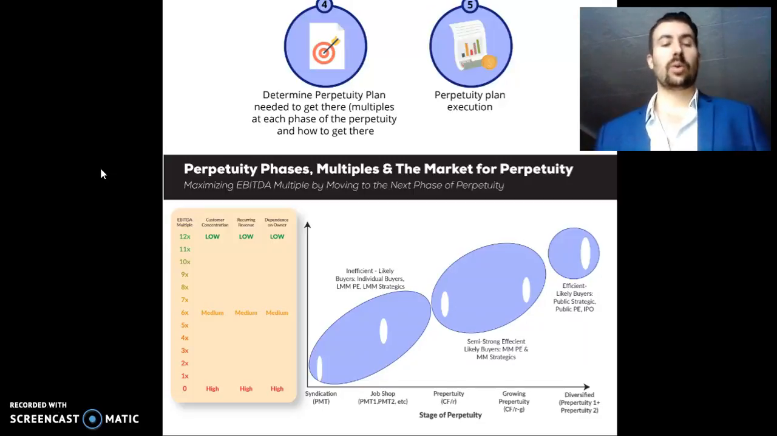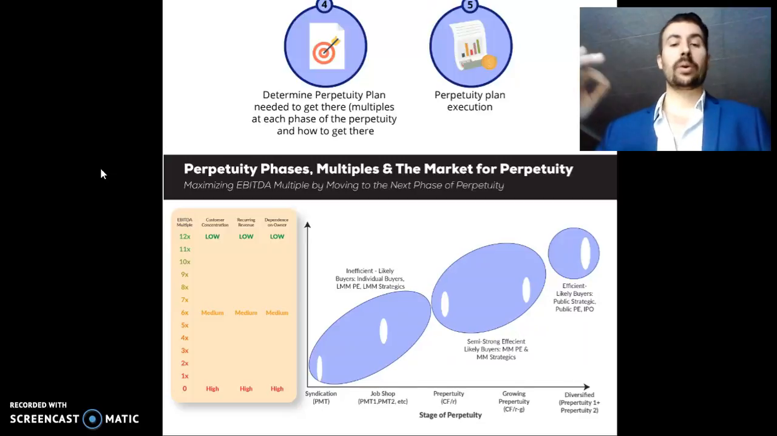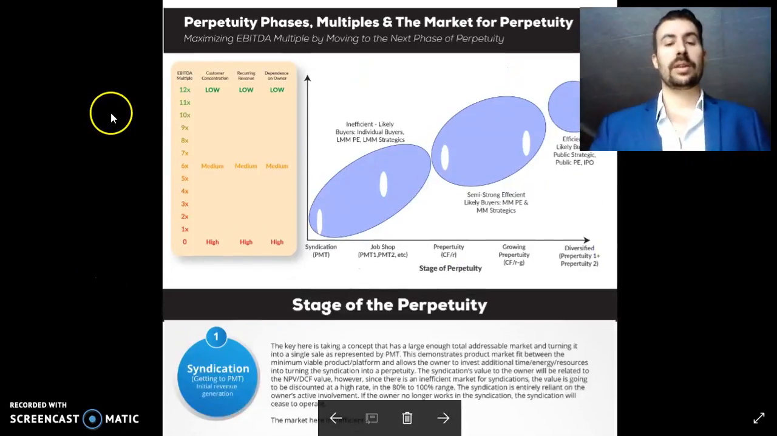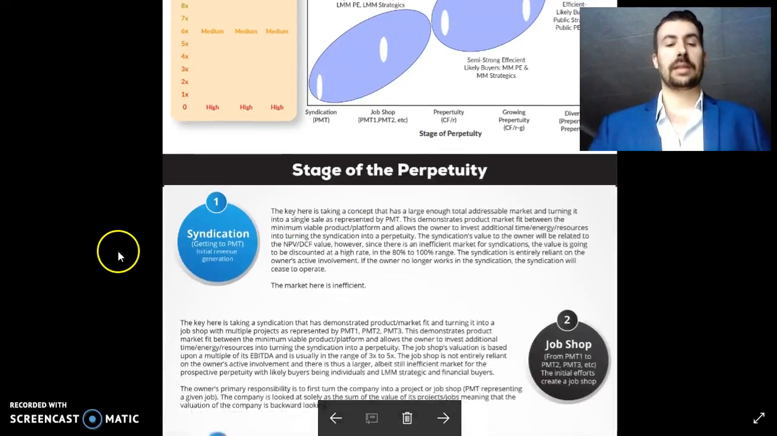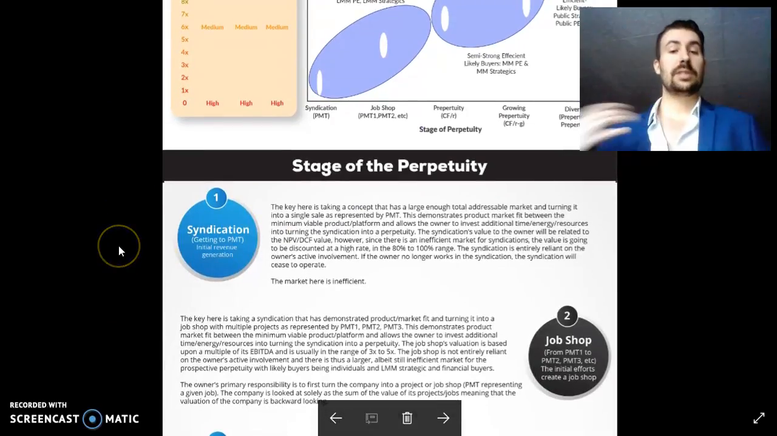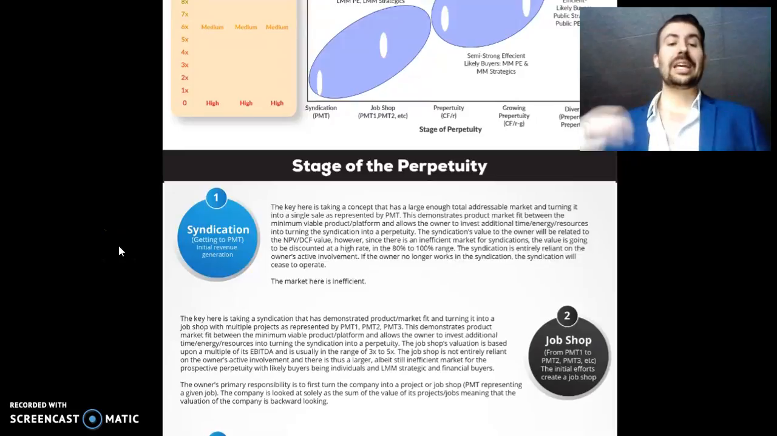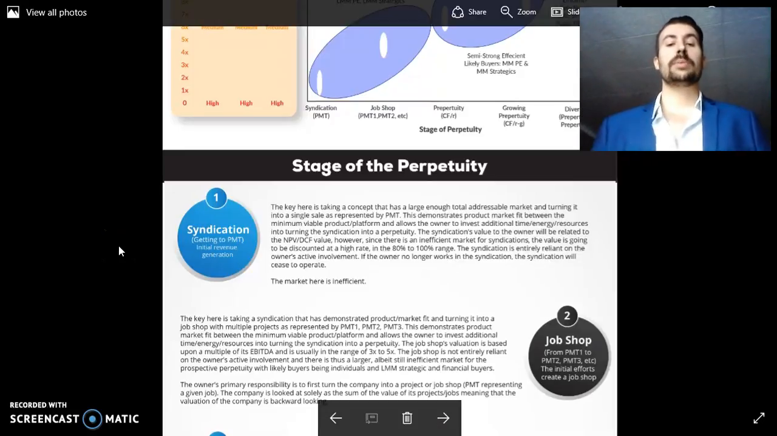The answer to that question is not only by growing the benefit stream, the cash flow, but by working on these key de-risking factors, namely customer concentration, recurring revenue, and dependence on the owner. And that's how we ultimately create a plan. So now we can detail what each stage of the perpetuity ultimately looks like.